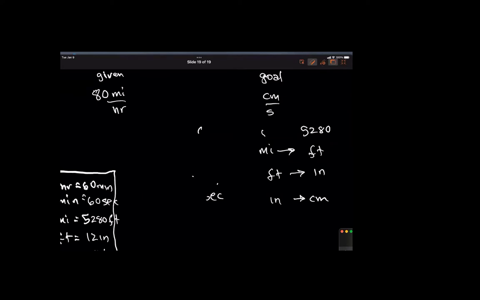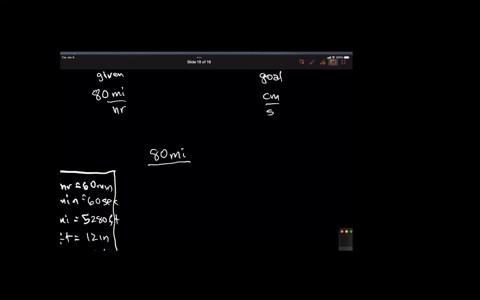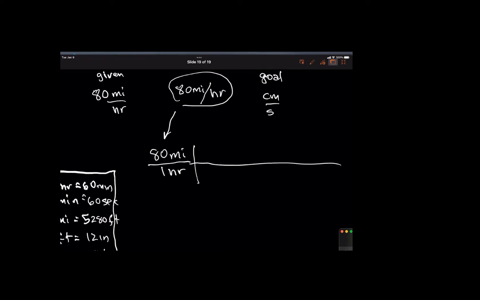Now I'm going to show you how easy it is to set up, and this is what you want to remember. I'm always going to start with the given information, 80 miles. And I don't ever want to put a slash, because when you make it a slash, you forget that the hours is a denominator. So 80 miles per hour is written as a fraction. You can write it the slash way, but I prefer it this way when you do the math. Then it's just a matter of doing the conversion factors.